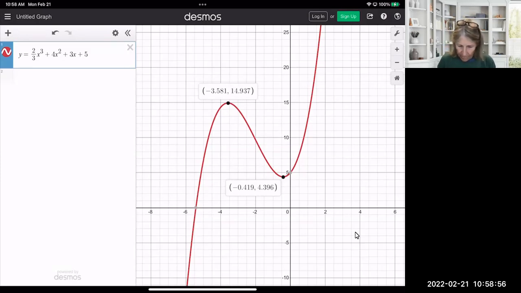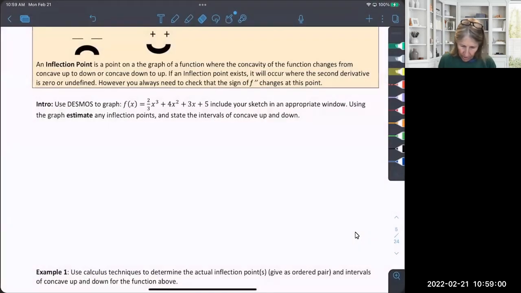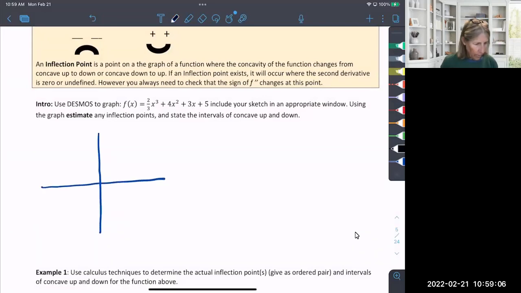So I'm just going to do a rough sketch of this over here on my paper, and hopefully you're looking at it in Desmos. So if I just do a basic sketch, again, it's not great, but you're going to see the graph does kind of this, and then it kind of does this like here.